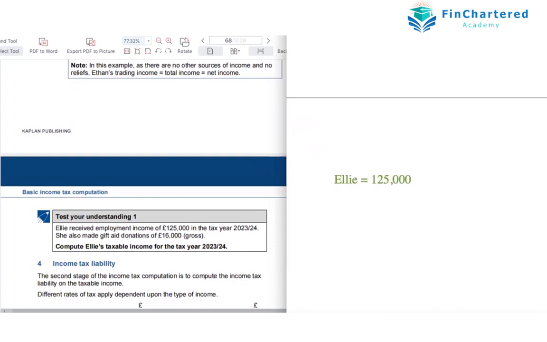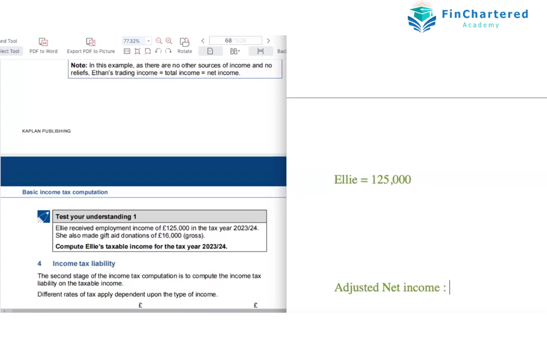Here, her employment income is 125,000, and normally the personal allowance will be 12,570, which is fixed. But in this case, because her income exceeds 100,000, there is a certain separate calculation that you will make, right? What is the calculation you will make? You will calculate the adjusted net income. How will you calculate the adjusted net income?